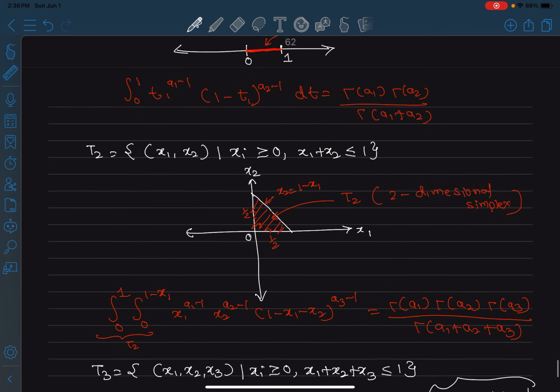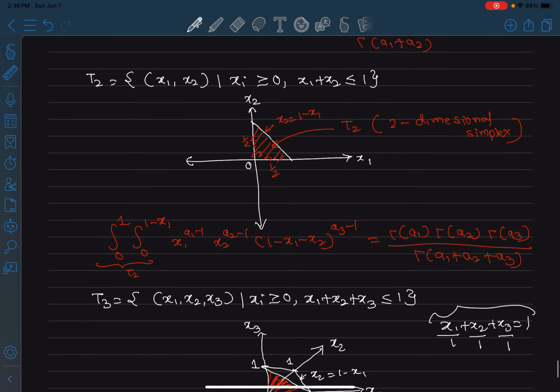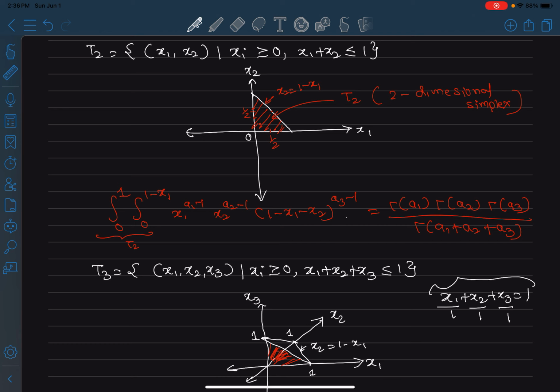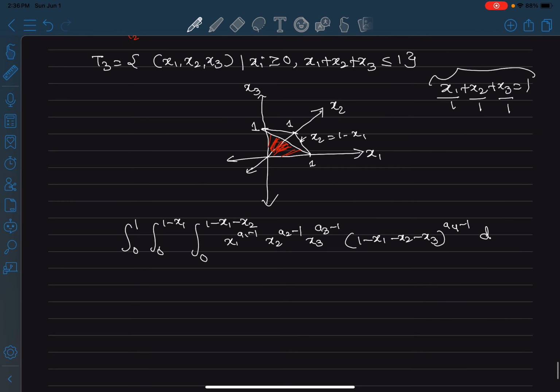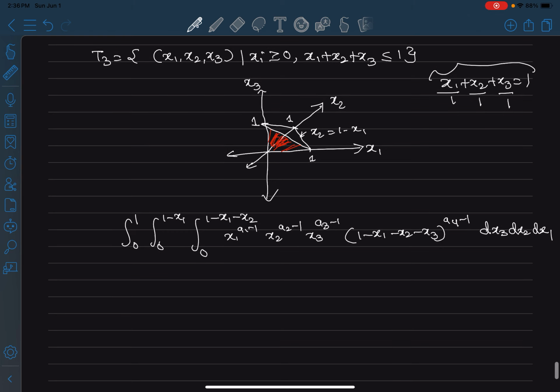Okay, I forgot to write dx1 over here. I just realized that. So this will be dx2 dx1, and over here it's dt. Over here now that will be dx3 dx2 dx1, right? And this will be equal to gamma of a1, gamma of a2, gamma of a3, gamma of a4 by gamma of the sum of all these.